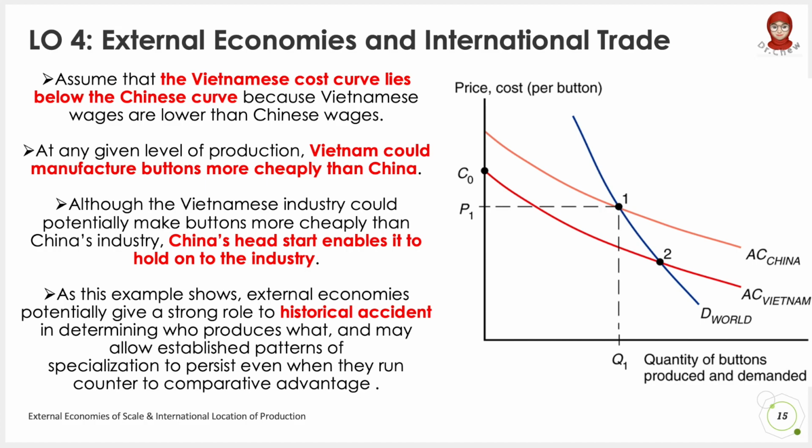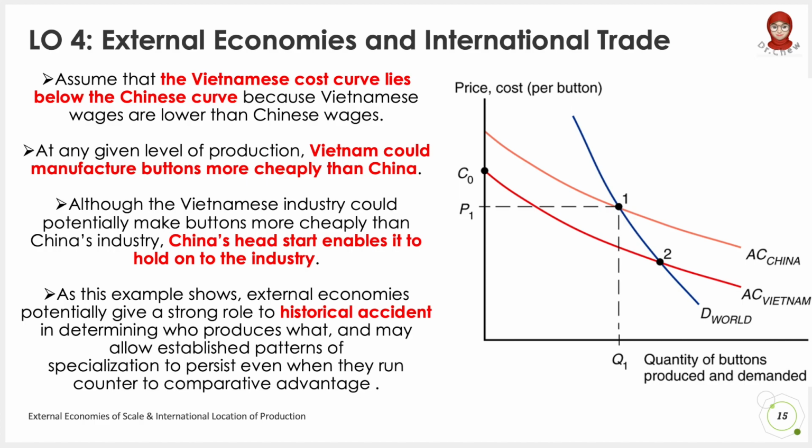This figure, which shows the cost of producing buttons as a function of the number of buttons produced annually, illustrates this point. Two countries are shown, China and Vietnam. The Chinese cost of producing a button is shown as AC China, the Vietnamese cost as AC Vietnam. D will represent the world demand for buttons, which we assume can be satisfied either by China or by Vietnam.